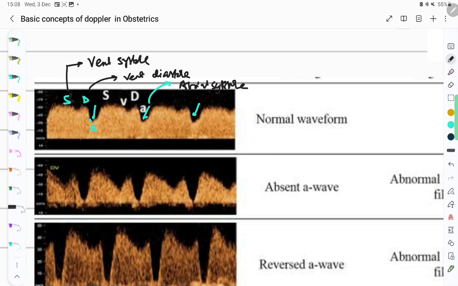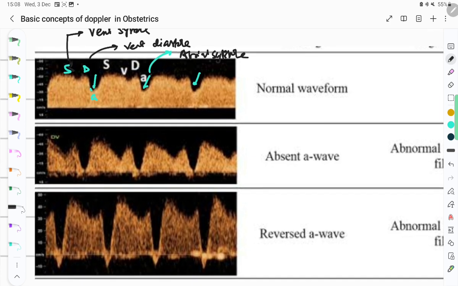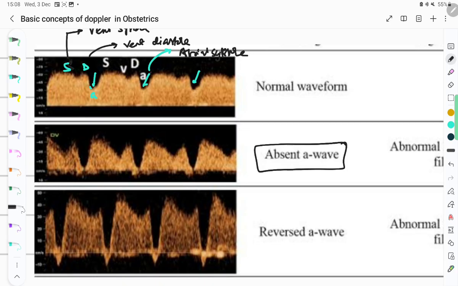Initially, in case of fetal hypoxia, there will be an absent A wave. So here the A wave is absent. This is the S wave, this is the D wave, and there is no A wave.